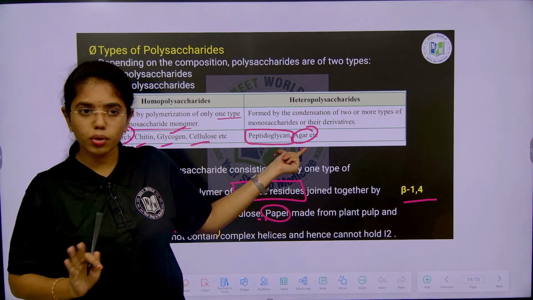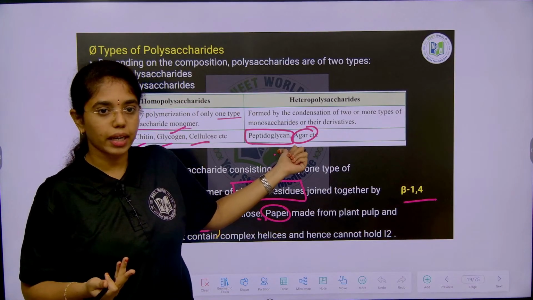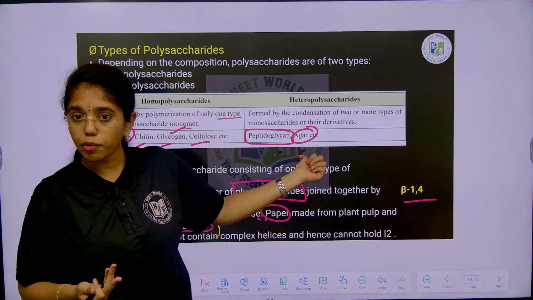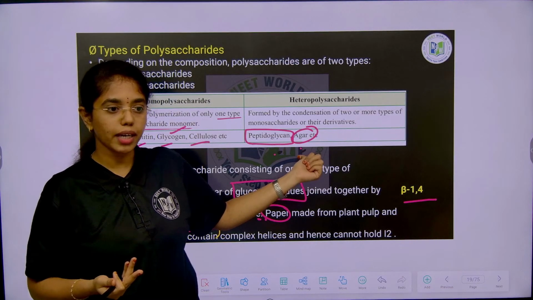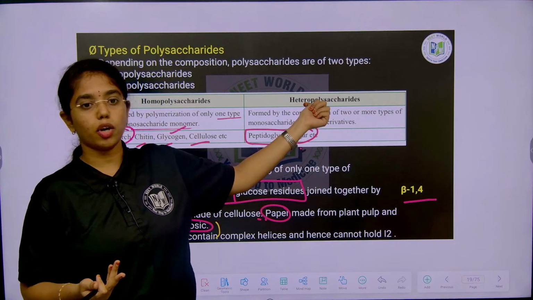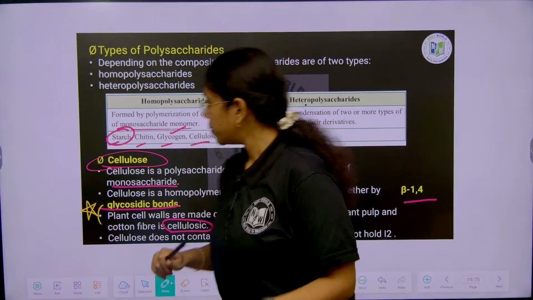These are not new terms to you, right? Peptidoglycan, where do you see? In the cell wall of bacteria. Agar, it is a hydrocolloid produced by what type of algae? Red algae. Not new terms, right? So, remember this under what? Heteropolysaccharides. Next, homopolysaccharides include what?